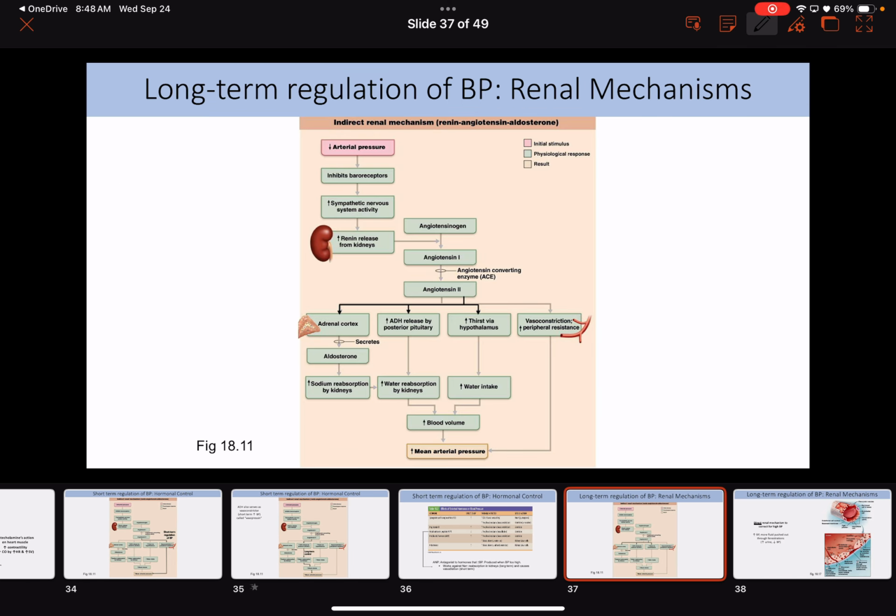I'll go back to that slide here in a second. Another pathway though, angiotensin 2 is going to target the adrenal cortex to get it to secrete more aldosterone, which is going to increase sodium reabsorption at the kidneys. But if you remember, sodium and water are like BFFs. They go everywhere together. So anywhere sodium goes, water is going to follow. So as we reabsorb sodium to the blood, we're also going to be reabsorbing water, which increases blood volume, which increases blood pressure.